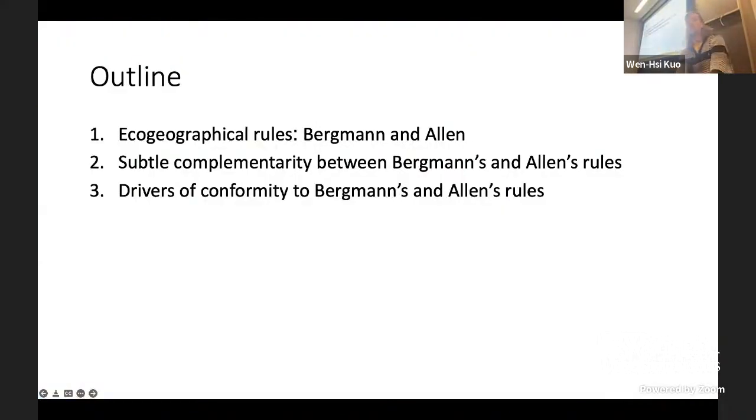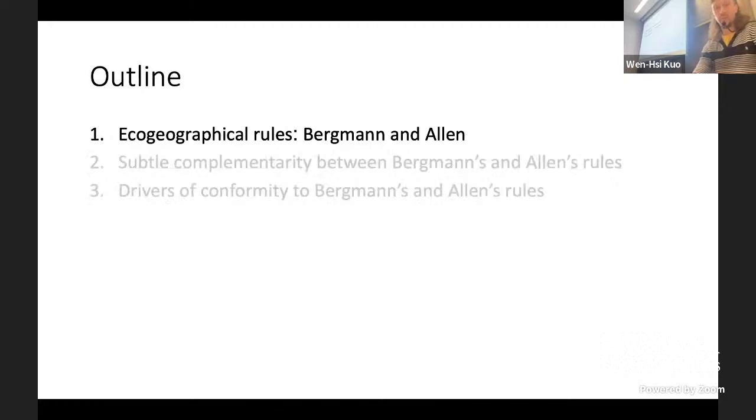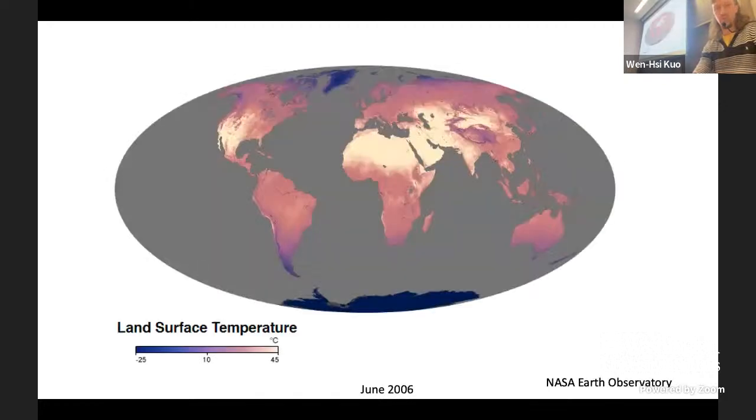So this is my outline today. I'm going to talk to you first about some ecogeographical rules. You probably all know Bergmann's and Allen's rules specifically, then get into what I think of as subtle complementarity between the 2 rules. And last, we're going to look at some of what drives families of birds to either conform to Bergmann's or to Allen's rules. So to start off, I'm going to get into what these rules are.